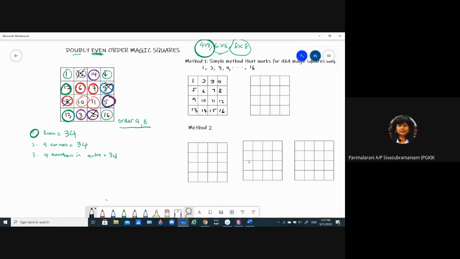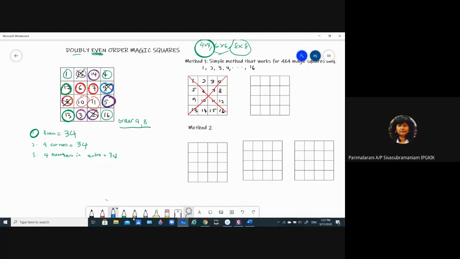Now we are going to flip the numbers in the diagonals. This is one diagonal and this is the other diagonal. So now we're going to flip the numbers in the diagonals. That means we're going to exchange 16 and 1, and 6 and 11, and then we're going to exchange 13 and 4, and 7 and 10.